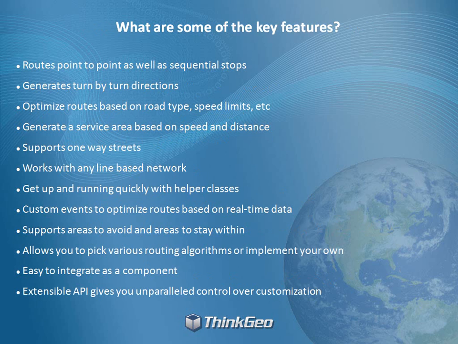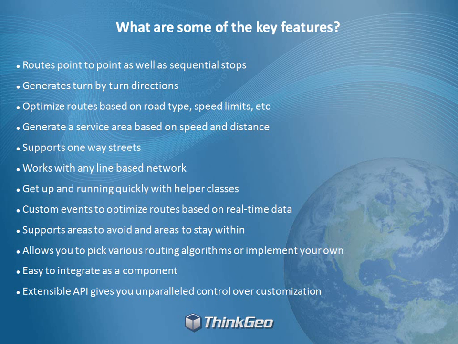Next, what are some of the key features? We wanted to support routing point-to-point as well as sequential stops. So if you had a number of stops in between, we would support that. We wanted to generate turn-by-turn directions. So, turn left on this street, etc. We wanted to be able to optimize routes based on road types, such as highways or regular roads, speed limits, etc., and allow that to be kind of customizable.